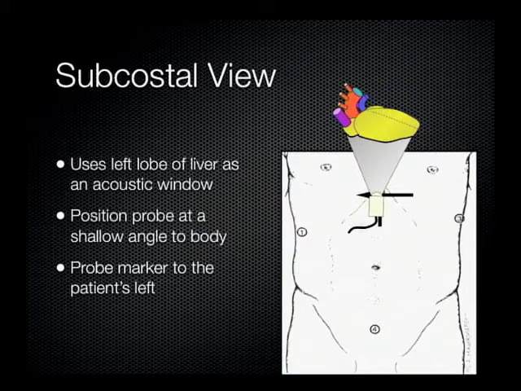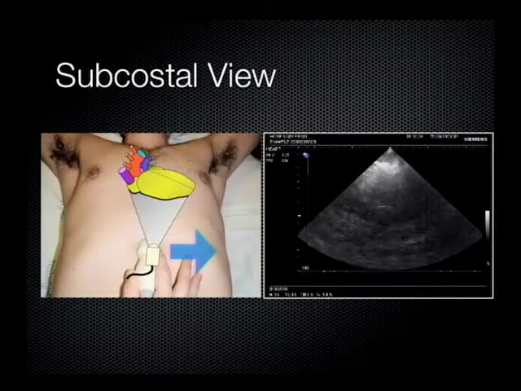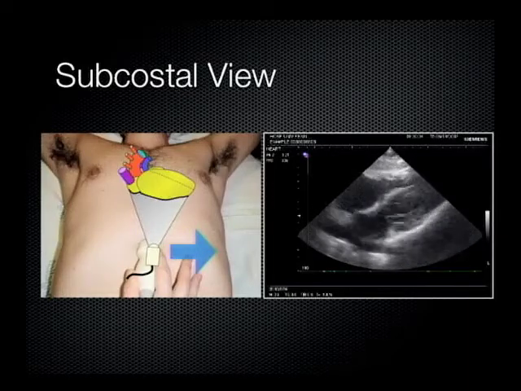The ideal patient positioning is in the supine position. And in order to obtain the subcostal view, you will use the liver as an acoustic window. It's important to remember to keep the probe angle shallow to the body. A common problem with novices is to hold the probe too perpendicular. Keep the probe marker pointed to the patient's left.